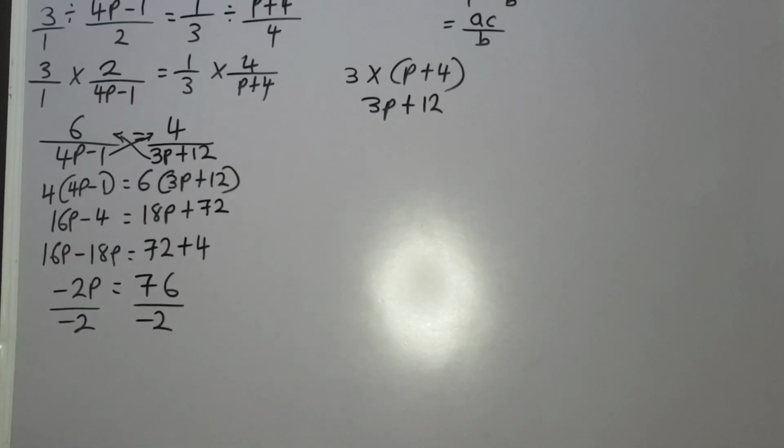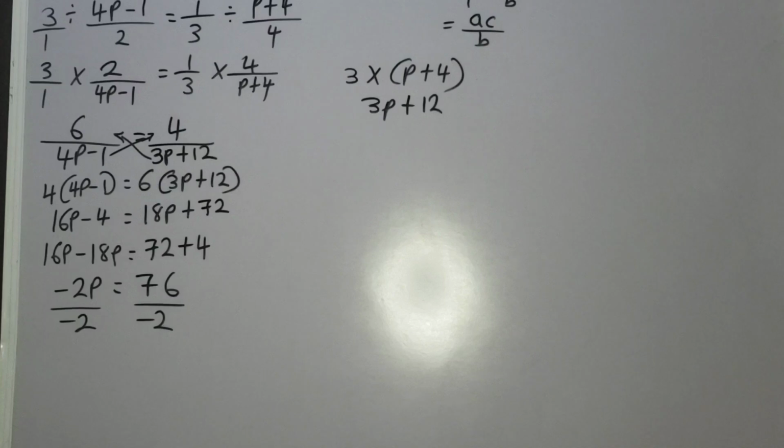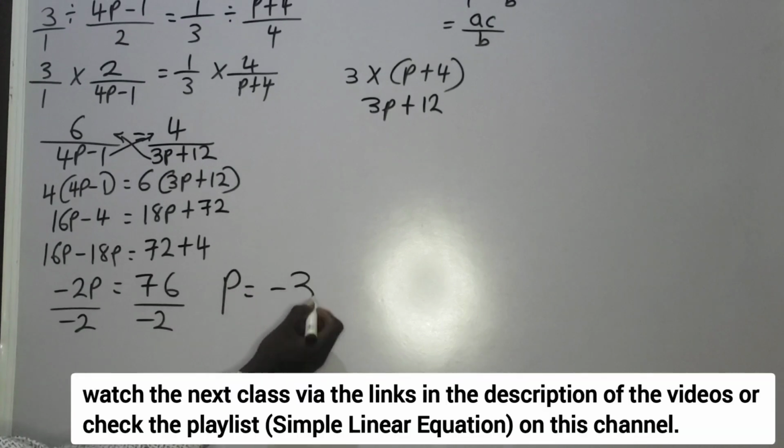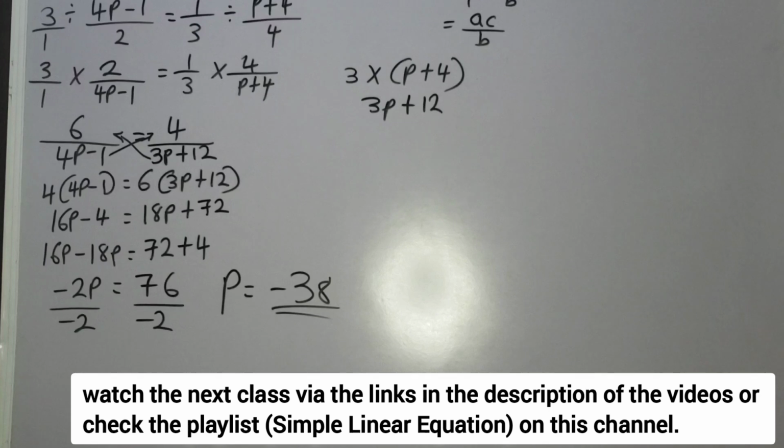Mind you, when you are dividing a positive number by a negative number, the answer is always a negative number. You understand? That is, you are dividing plus all over minus. That will be what? Negative. Okay, that will be minus. For this 76 all over negative 2, that will be what? Negative 38. So the value of P is equals to negative 38. That is the final answer. If you got this right, you are correct.